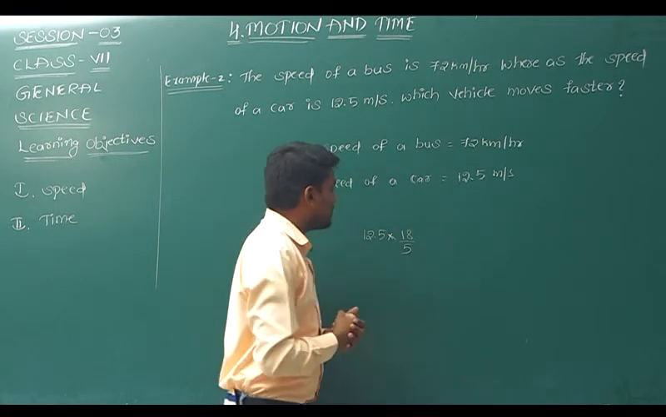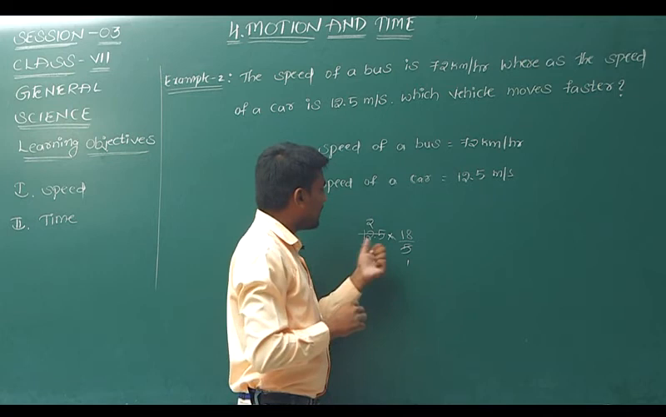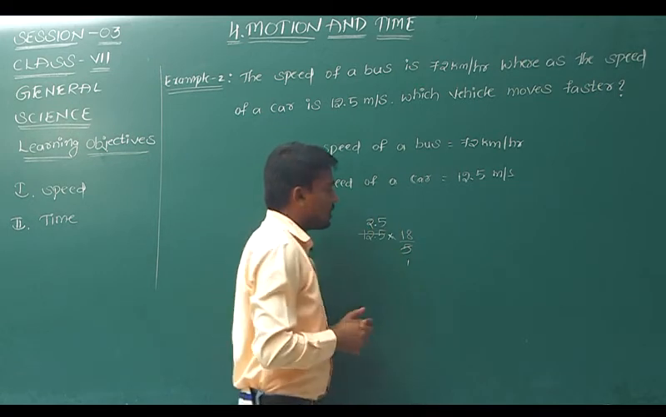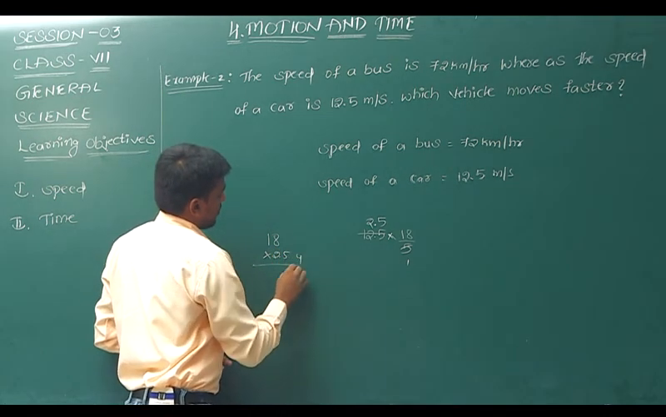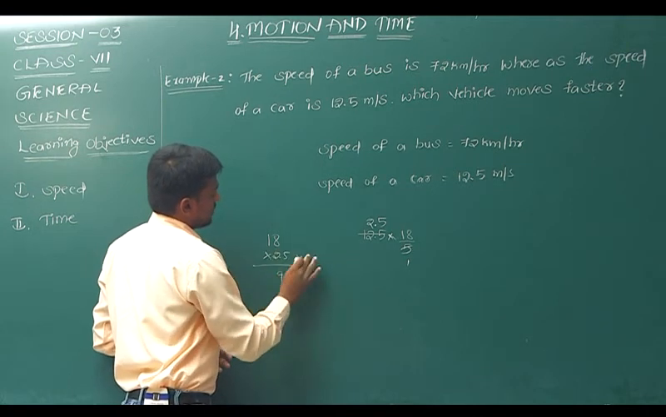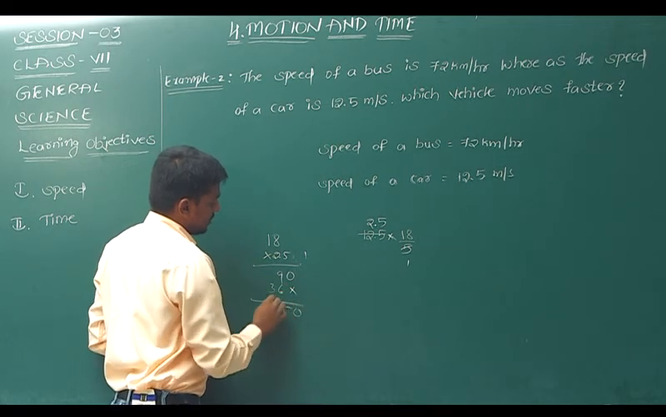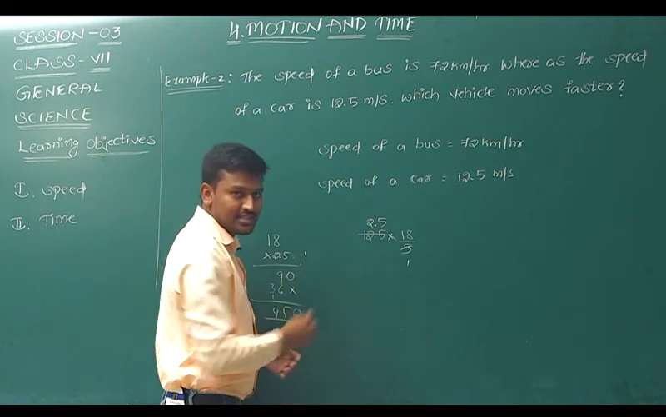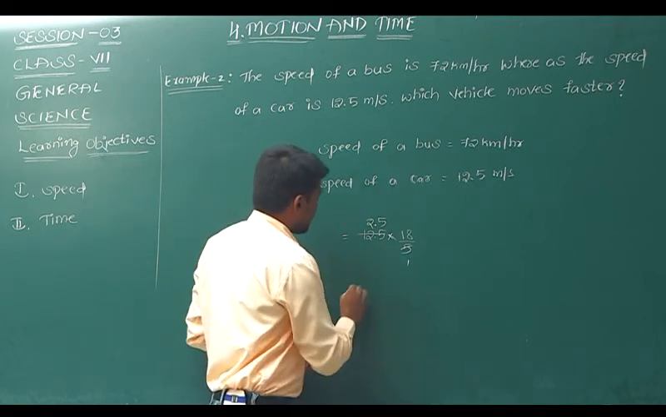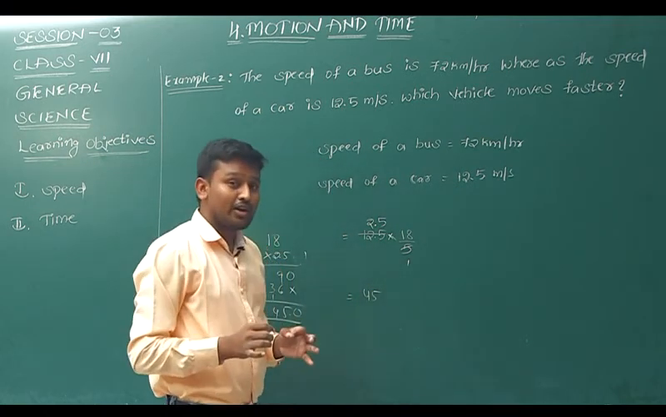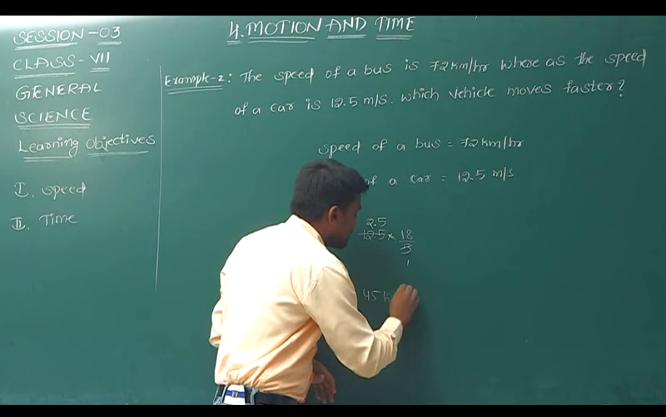Let us cancel: 5 ones, 5 twos are 10, 2 will be the remainder here, 25. 5 5s are 25. So let us multiply 18 into 2.5. 5 ones 5, 9, 2 8s are 16, 2 ones are 2, 2 plus 1 is 3, 0, 9 6 15, 3 plus 1 is 4. As we have the point in 2.5, we will keep the decimal point here, it becomes 45.0. So then we get 45. What are the units? We have converted into kilometer per hour. So this is now kilometer per hour.